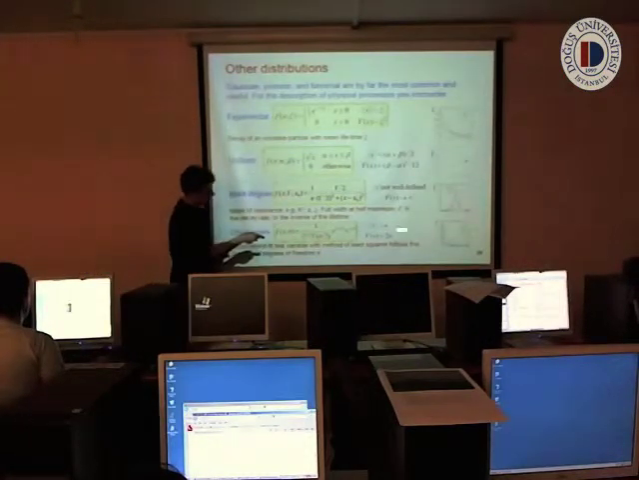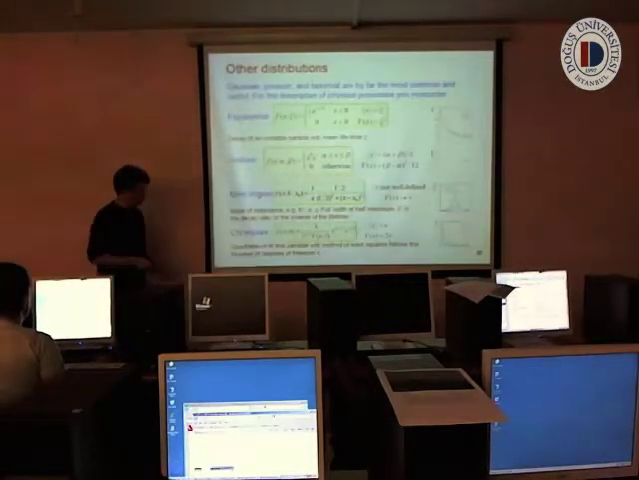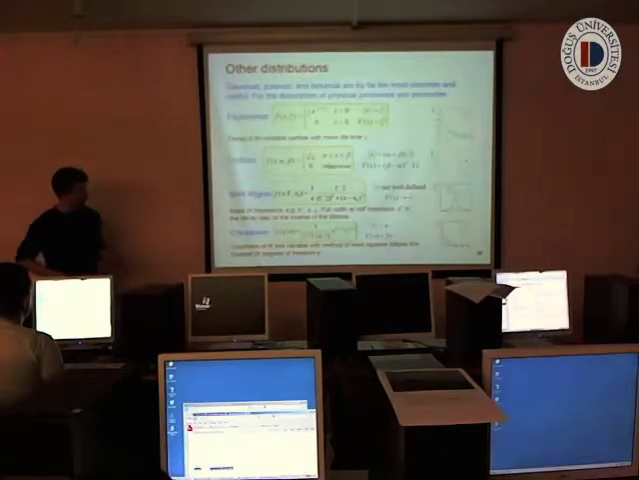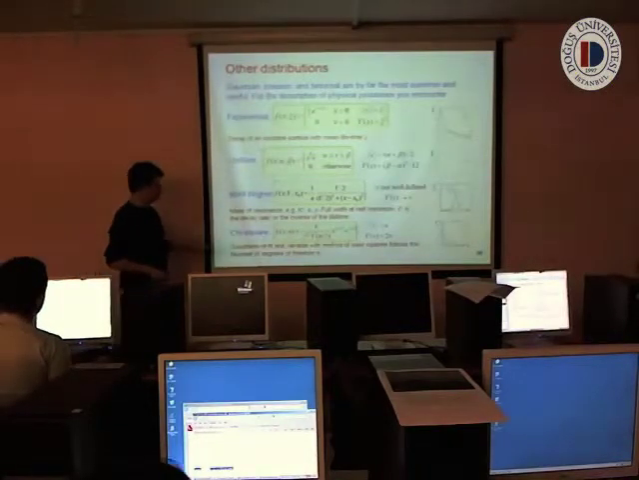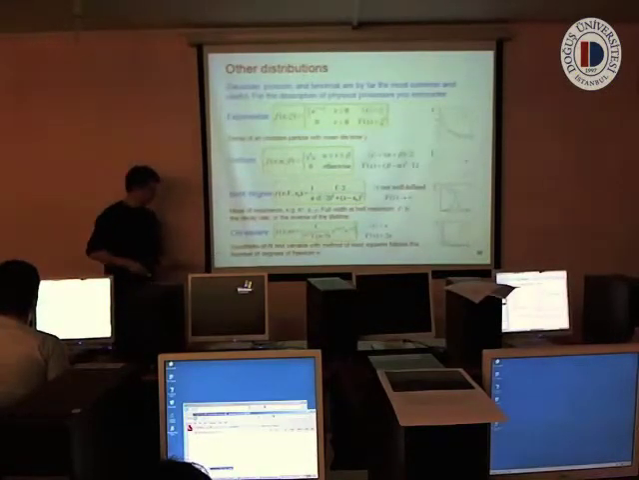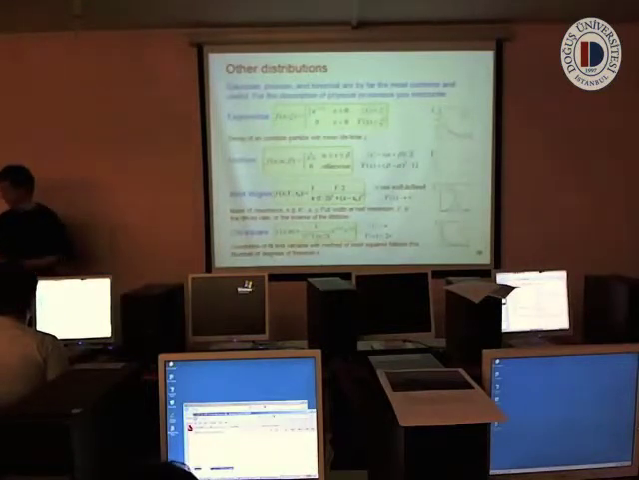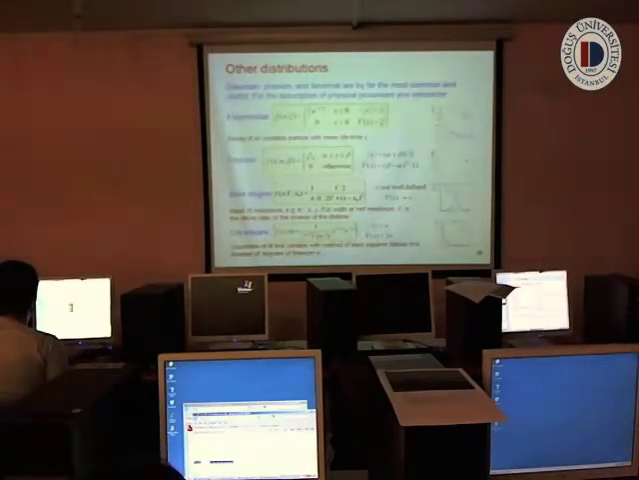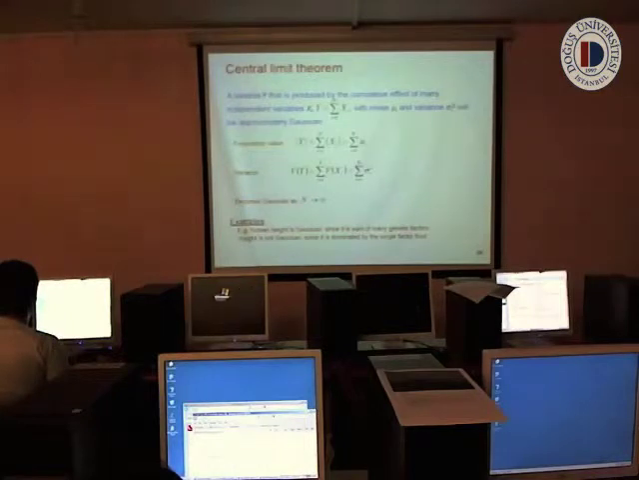Chi-square distribution looks like this. We encountered this in the morning, and it describes the distribution of the goodness of fit result upon repetition of the experiment. So these are the common distributions that are used in high energy physics.